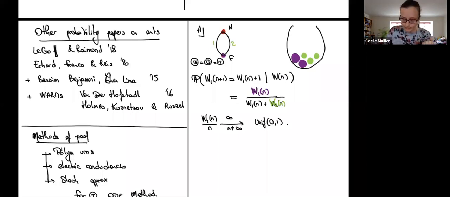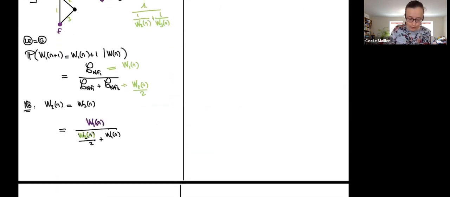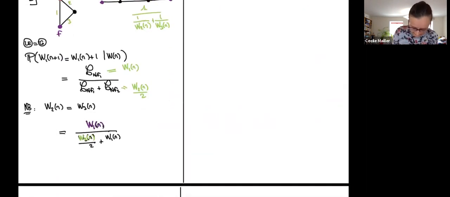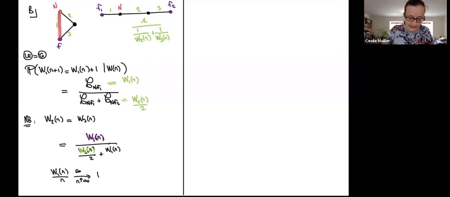In that case, the fact that these purple balls are more likely to be picked makes such a big difference that the proportion of purple balls... again, it's not very complicated to prove, but it's been proved already in the Pólya urn literature that the weight of the purple balls goes almost surely, when n goes to infinity, to 1, which is great because it means that this weight here goes to 1, so almost all the ants go there.